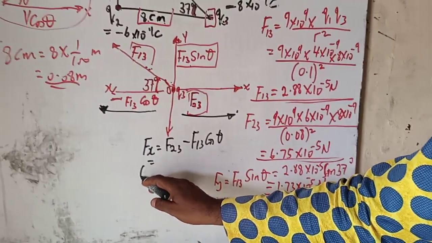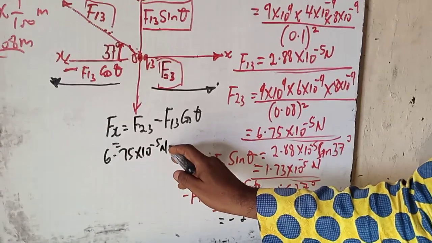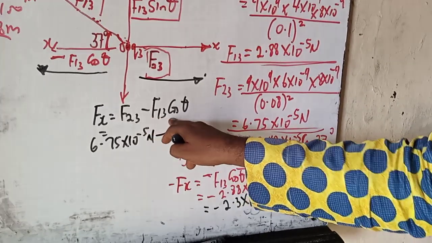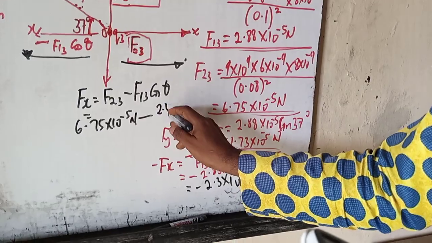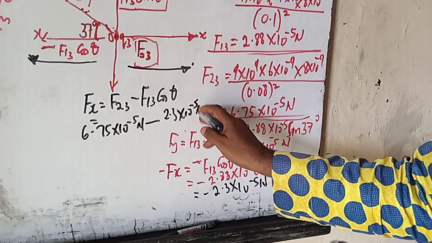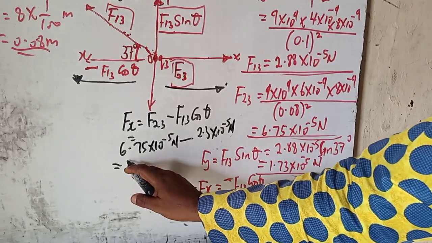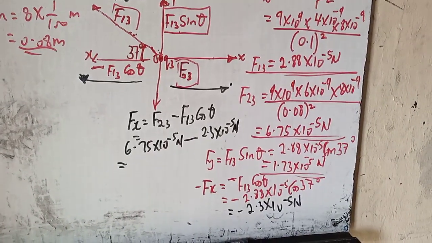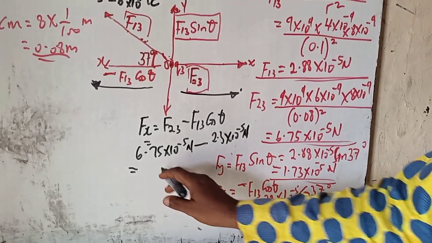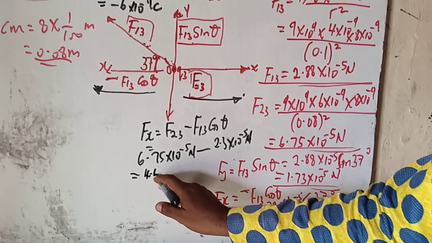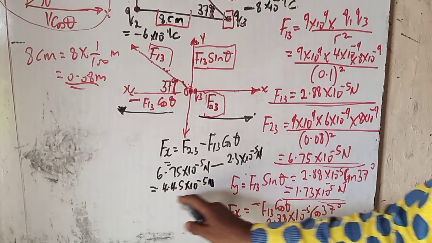That's 6.75 times 10 raised to minus 5 Newton. Then minus F subscript 13 cos theta is what we have here. That's 2.3 times 10 raised to minus 5 Newton. And this particular resultant along the x-axis, pressing the calculator, will give us 4.45 times 10 raised to minus 5 Newton.